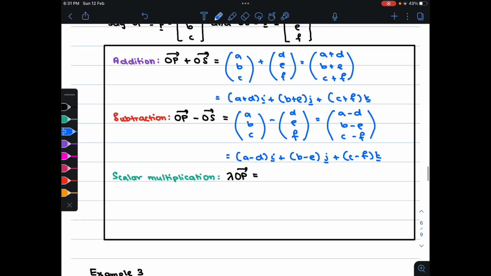Next is scalar multiplication. So say that I have any constant and it is times with any vector. So this is lambda times vector P, which is (a, b, c). So we're going to multiply a, b, and c with lambda. And that will give us lambda a, lambda b, lambda c. And therefore the final answer is lambda a i plus lambda b j plus lambda c k.